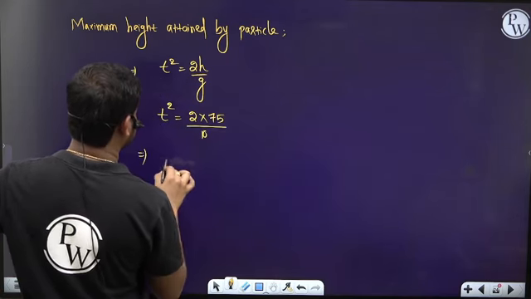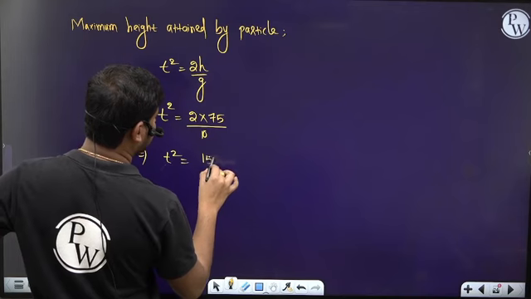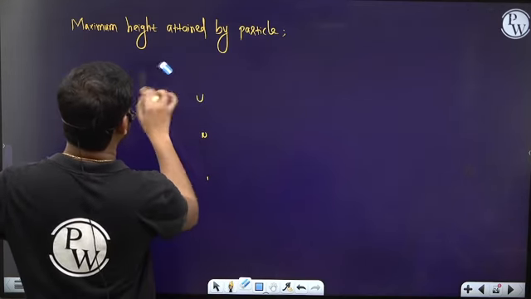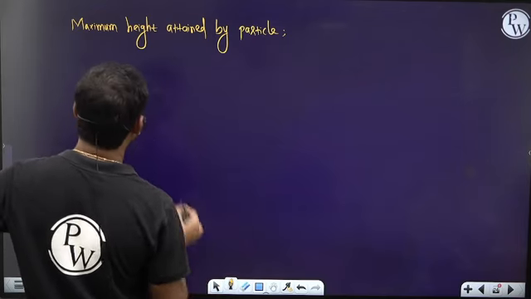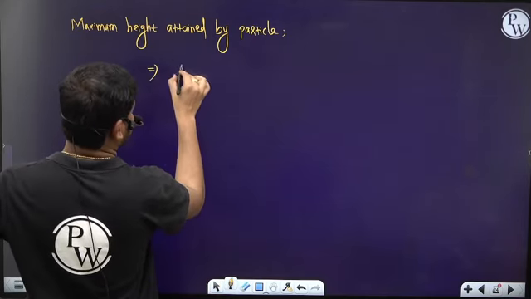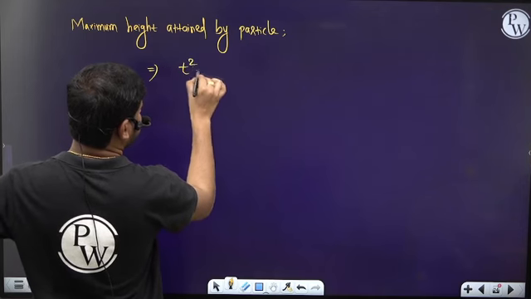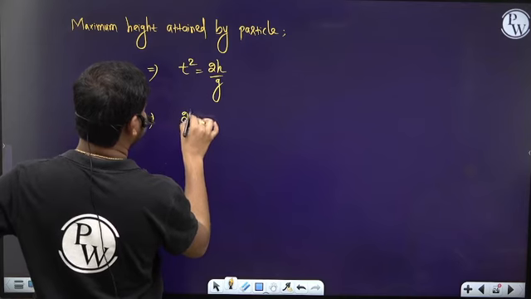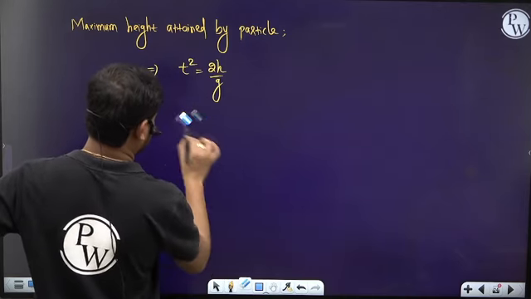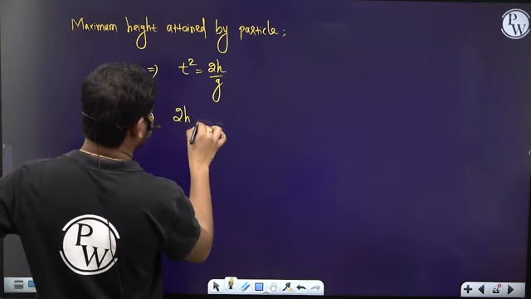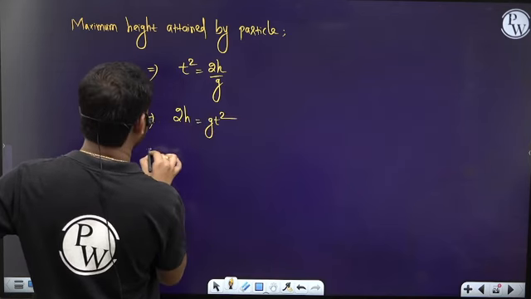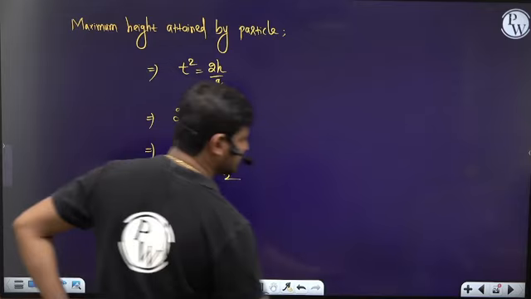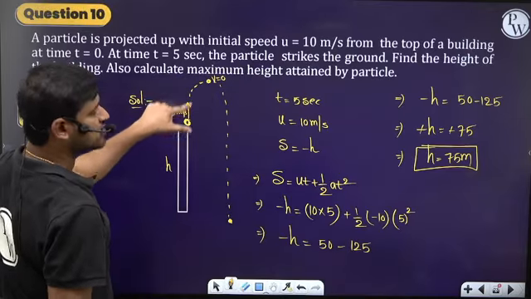So t square is equal to 150 by 10. Sorry, the maximum height attained, right? They said not time, sorry. So for the maximum height attained, t square is equal to 2h by g, right? From here, 2h is equal to gt square. From here, h is equal to gt square by 2. But we don't know how much time it has taken from here to here. So how do you find that?